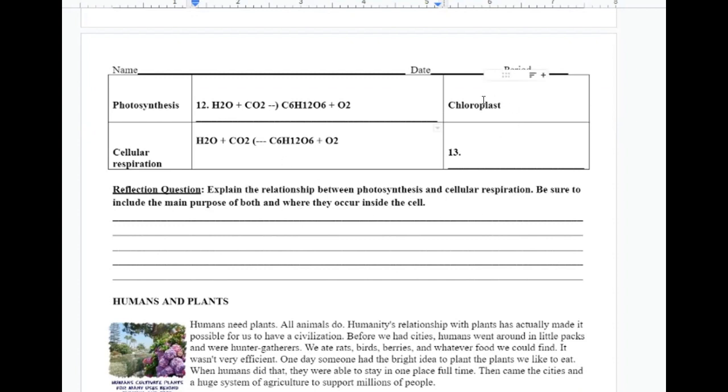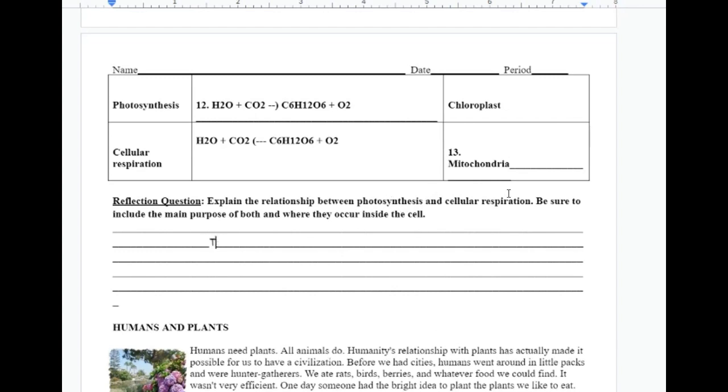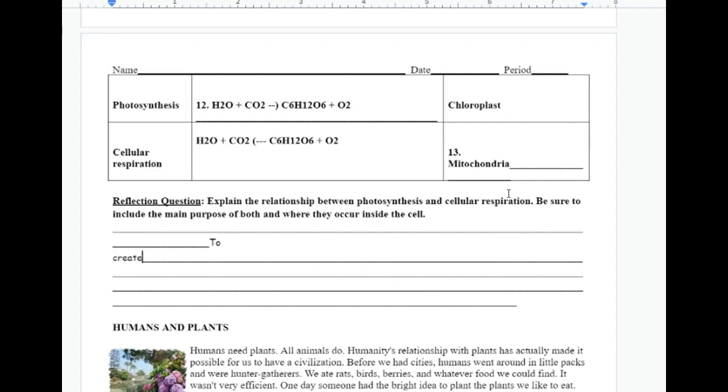In the chloroplast, so this happens in the mitochondria. Reflection question. Explain the relationship between photosynthesis and cellular respiration. Be sure to include the main purpose of both and where they occur inside the cell. So what is the main purpose of photosynthesis? To create energy for a plant and produce oxygen.